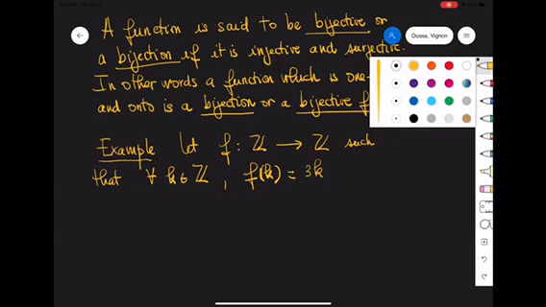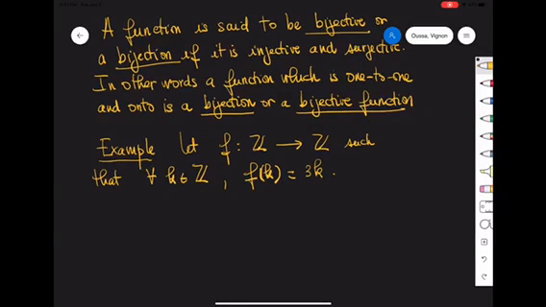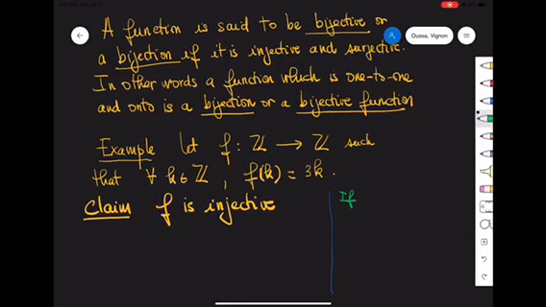Okay, so now my aim here is to show that this function is injective. So I claim that f is injective, and let's prove that it is injective. Here is some scrap work. This is not the official proof. Remember that to be injective means that if f of k is equal to f of n, then k must be equal to n.